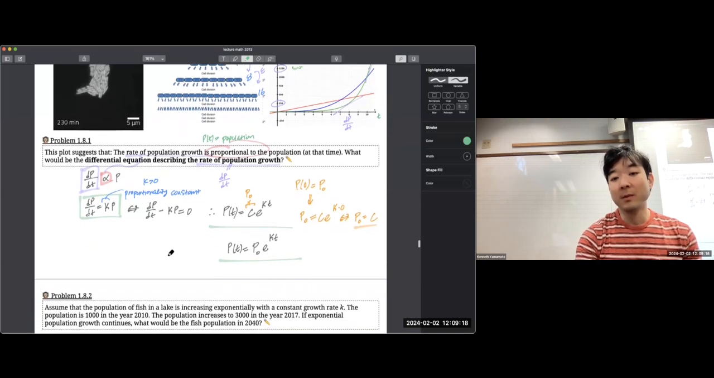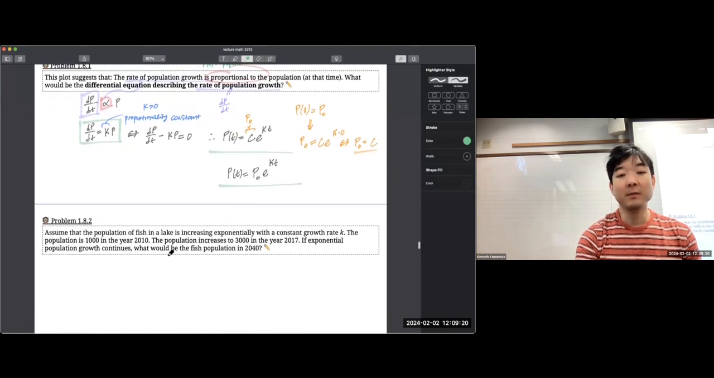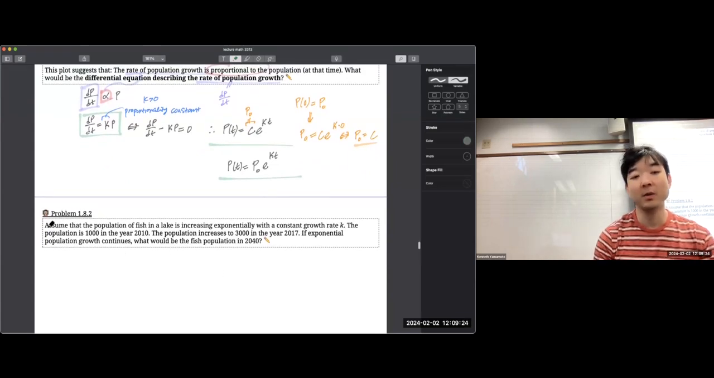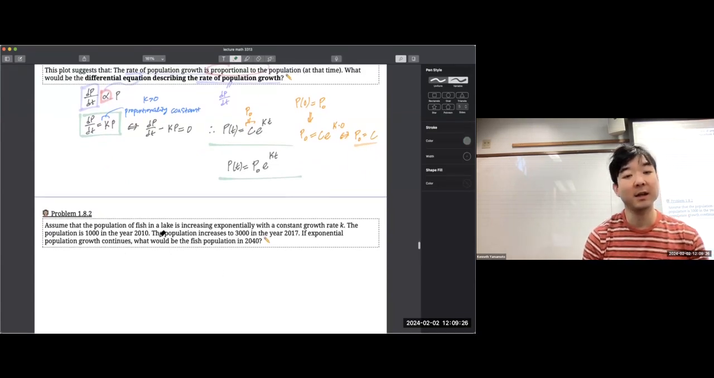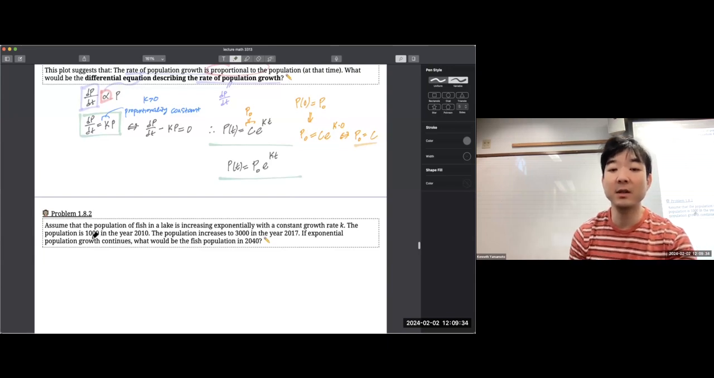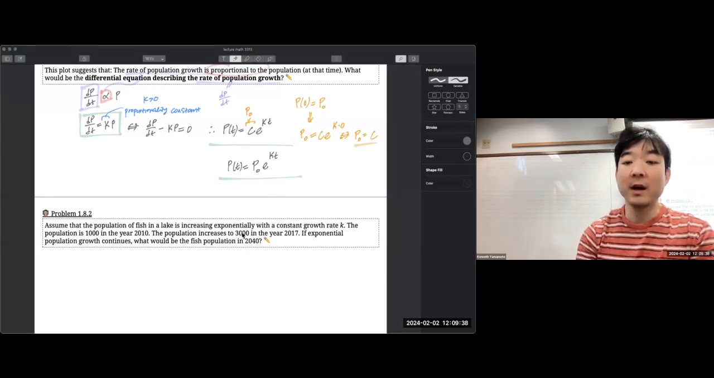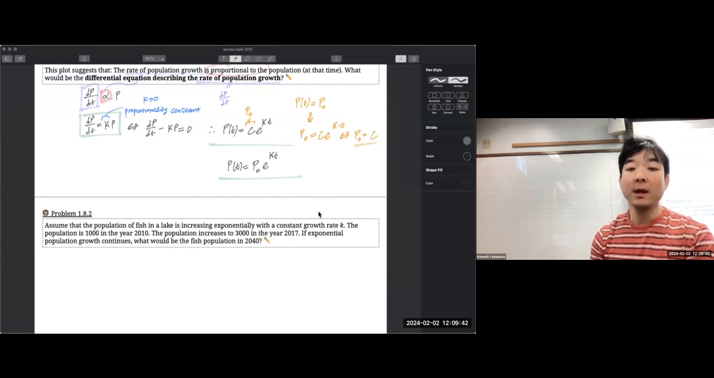So we could do a bunch of problems using this model that are probably not that new for some of you. So assume you have a fish in a lake where the population is increasing exponentially with some constant growth rate K. The population is 1,000 in the year 2010, and the population increases to 3,000 in the year 2017. So if the exponential growth continues, what will be the population in 2040?